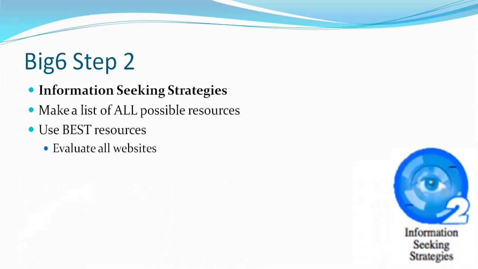Big Six step two is information seeking strategies. This is when you make a list of all your possible resources and you use the best resources. This is when your website evaluation is going to come in handy so that you're sure that your resources are authoritative. Resources could include nonfiction, news articles, reference books, databases, ebooks. Even interviewing people is a resource. So you know which resources are best by your website evaluation skills, as I mentioned before.